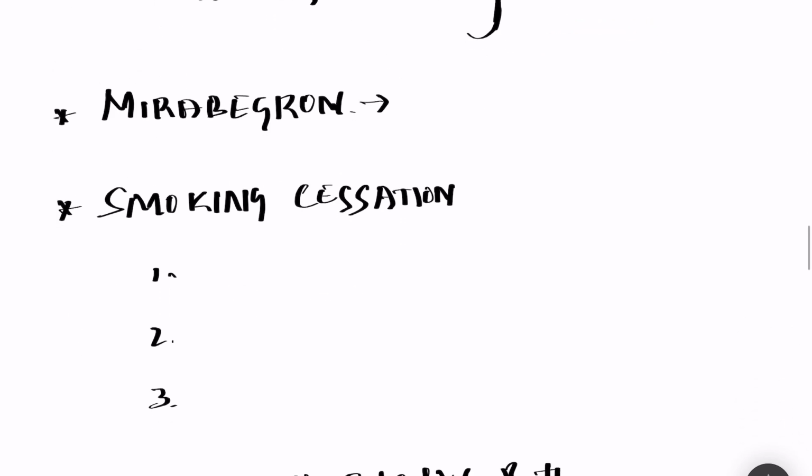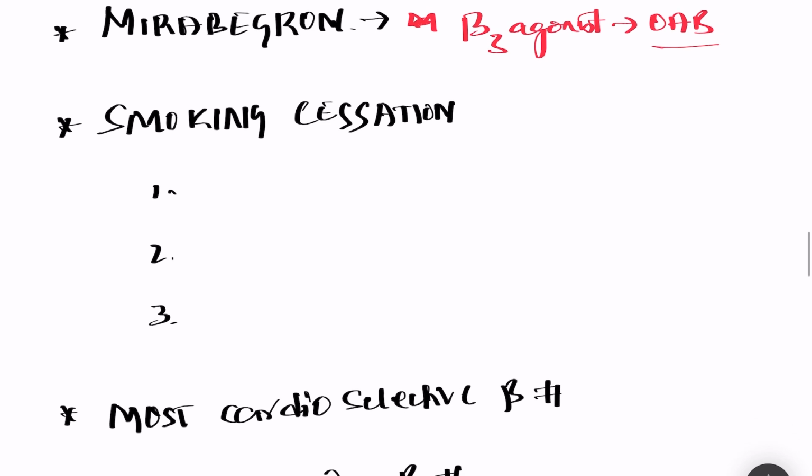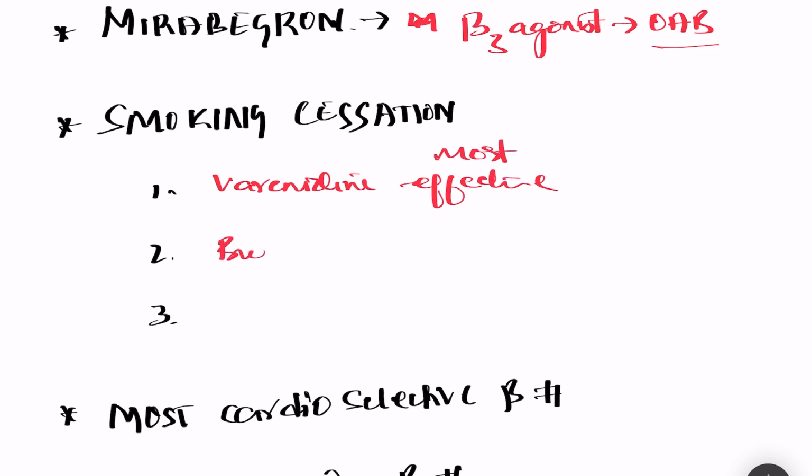So what is mirabegron? Mirabegron is a beta 3 agonist. Basically, they are used in the treatment of overactive bladder. So what are the drugs which are used for smoking cessation? One, you can use varenicline, which is the most effective one. And you have bupropion, which is an antidepressant, and you have nicotine.